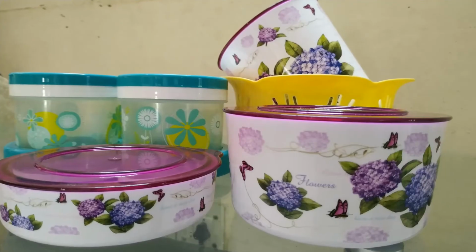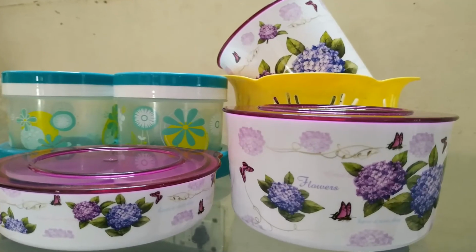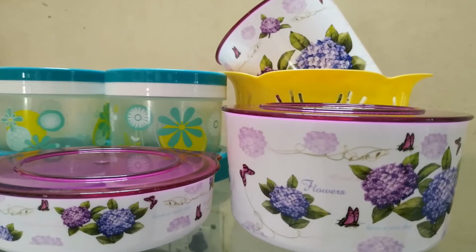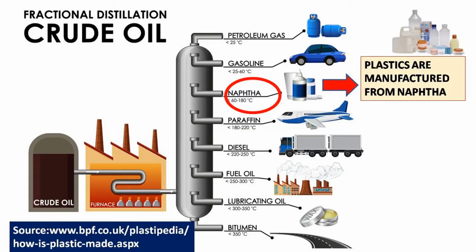Plastics are derived from natural organic materials such as cellulose, coal, natural gas, salt, and of course, crude oil. The process of distillation separates the heavy crude oil into groups of lighter components called fractions. One of these fractions is naphtha, which is a crucial compound for the production of plastics.